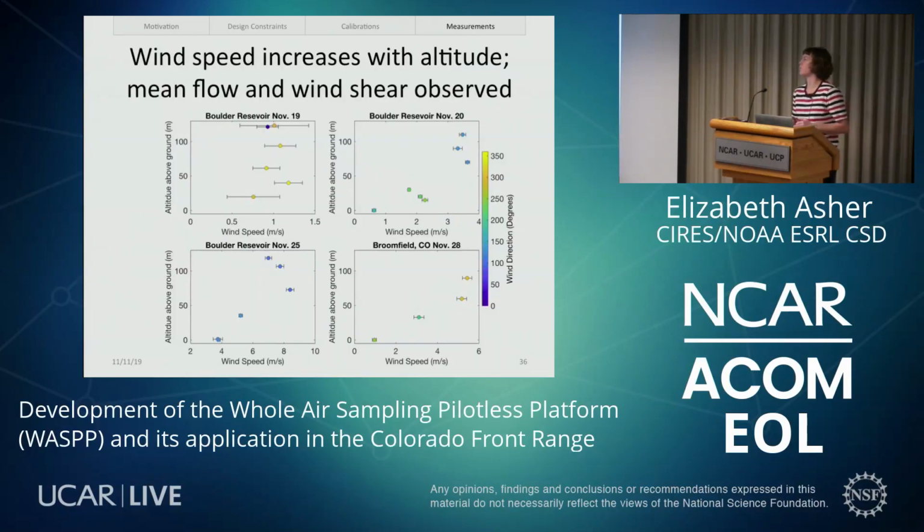We also make wind measurements. Those are done during sustained hovers, if I've failed to mention that so far. Those are showing the average and standard deviation of wind speed along the x-axis with altitude. Wind direction is shown in color here. As expected, we saw that wind speed increases with altitude. And we think we could measure the mean horizontal flow using the WASP sonic anemometer, and sometimes measure wind shear or changes in wind direction.